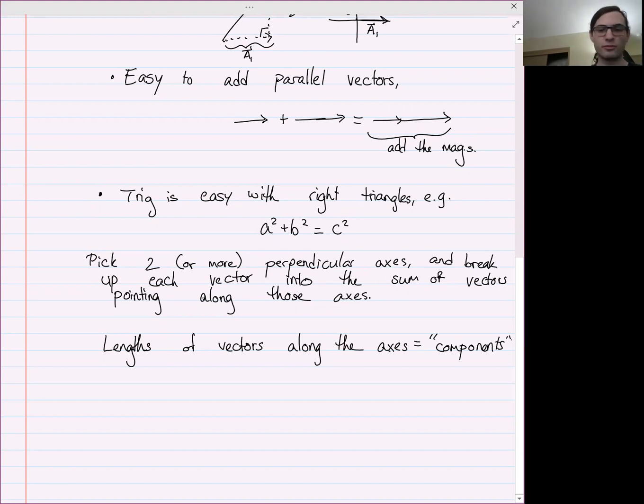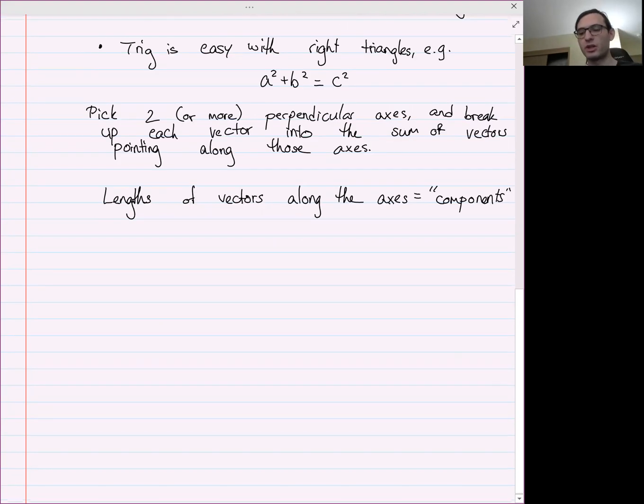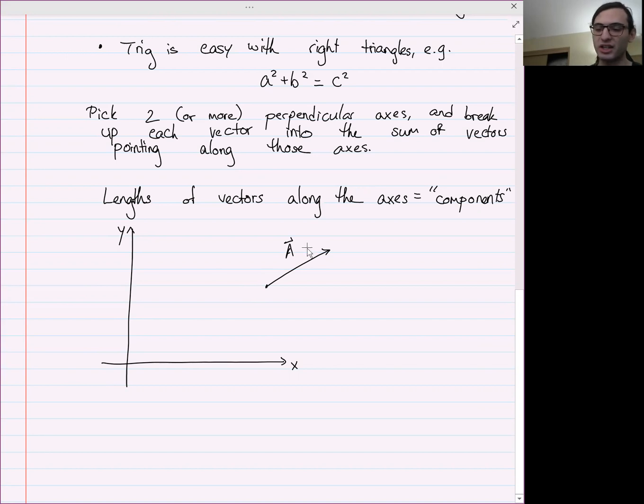So here's a picture that'll be pretty detailed. Let's say we pick our standard axes, x and y, and let's say that we were given this vector, let's call it A again. Remember, you can always move where your vector is. You can always move the tail of your vector. So I'm just going to take this vector and move it over here to the origin, because you can always do that, right?